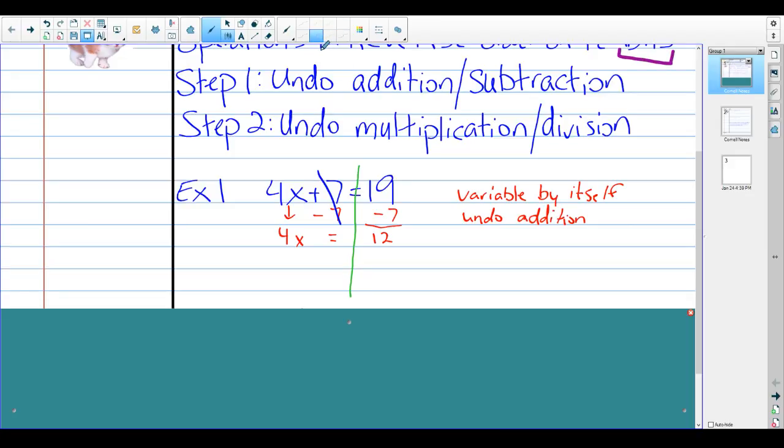So step 2 is undo multiplication and division. So we want to undo this times 4. So we want to undo the multiplication.